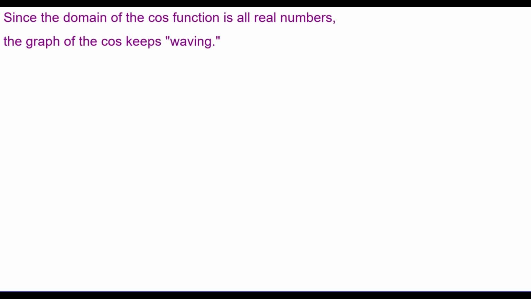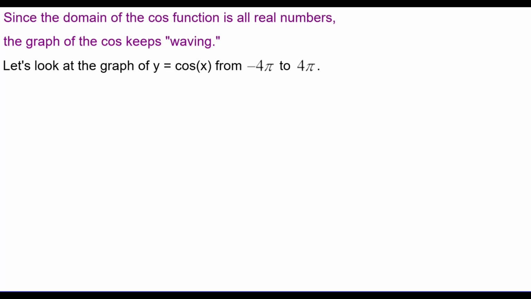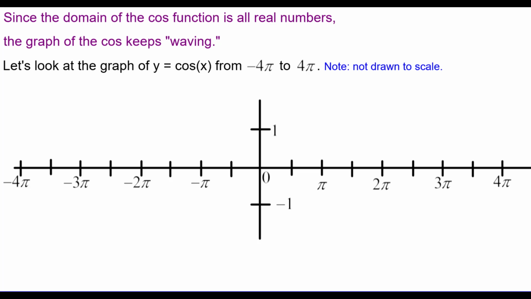Since the domain of the cosine function is all real numbers, the graph of the cosine keeps waving, so to speak. So let's look at the graph of y equals cosine x from -4 pi to positive 4 pi. These axes are not drawn to scale.